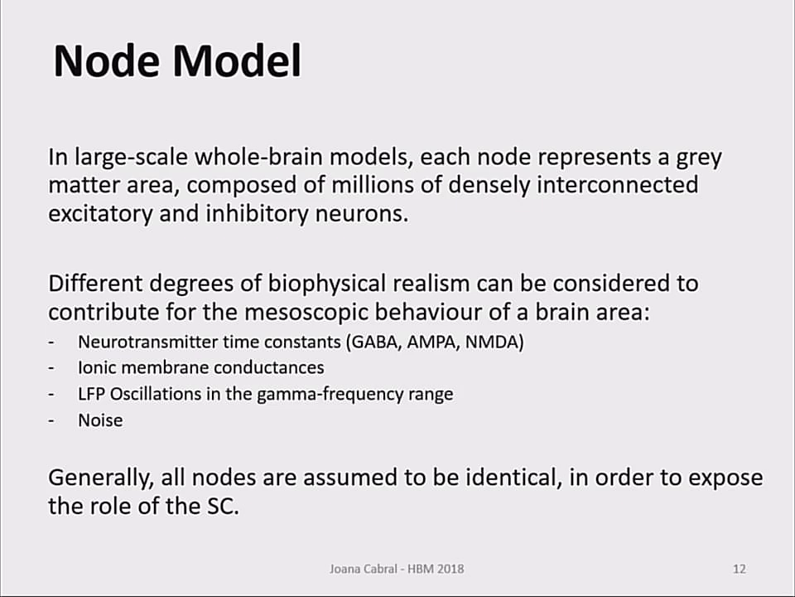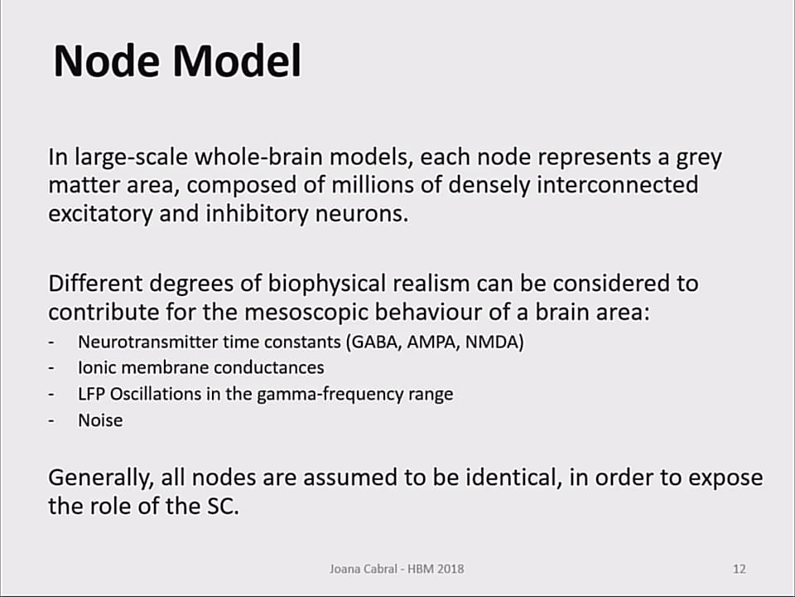So there are, depending on the model, some that consider real neurotransmitter time constants, so take into account inhibitory time scales, excitatory like NMDA and AMPA, also the ionic membrane conductances, so it takes time for ions to cross through the membrane. There are leaky ions, there are active ion channels, or some models focus directly on the oscillations that are generated by these time constants of inhibition and membrane conductance.